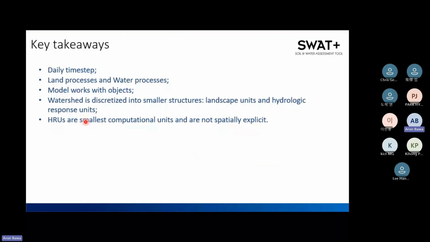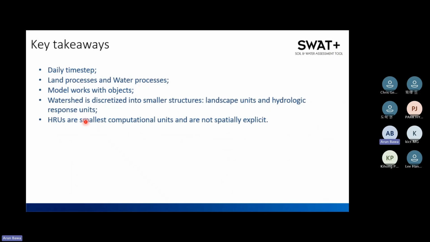So key takeaways: SWAT runs at a daily time step in the classical version. Outputs you can generate daily, monthly, annual. And there are two types of processes, land phase and water processes, which we will talk about later on. The watershed can be divided into smaller structures, landscape units and HRUs. And HRUs are the smallest unit to do the entire calculation, to do all the simulations. So any questions up to here? Okay. Thank you.